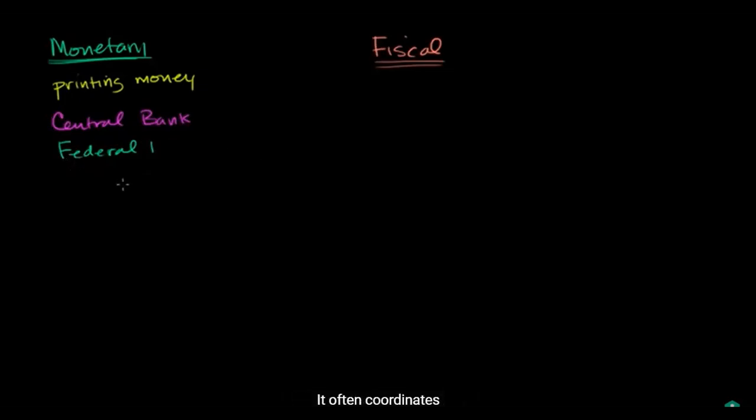It often coordinates amongst member banks. So you have your Federal Reserve as a central bank in the United States. It's quasi-independent, but it's been given the right to print money. And I'll just draw it here as physical dollars, but most of the money that it's going to print is actually electronic money.